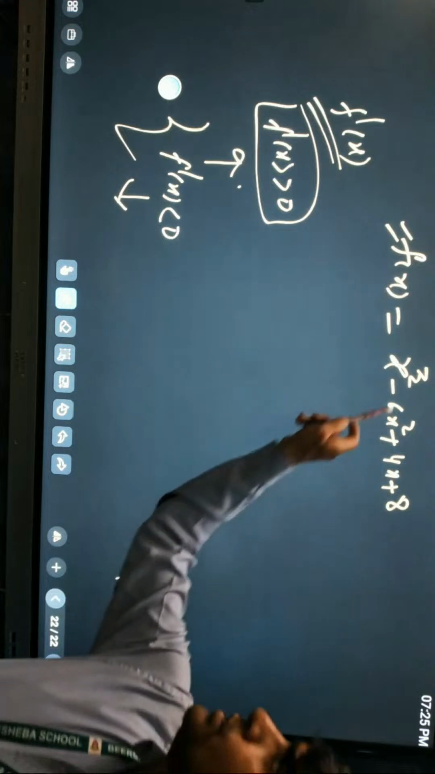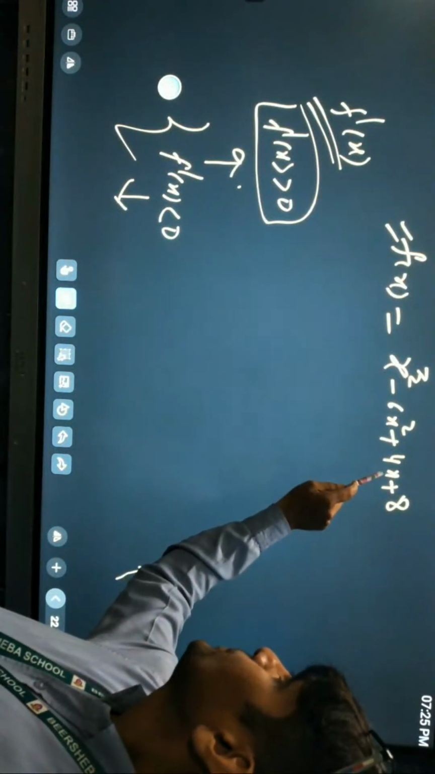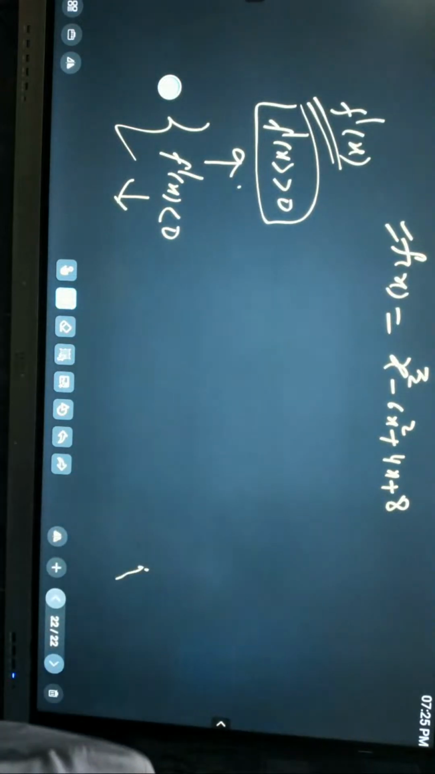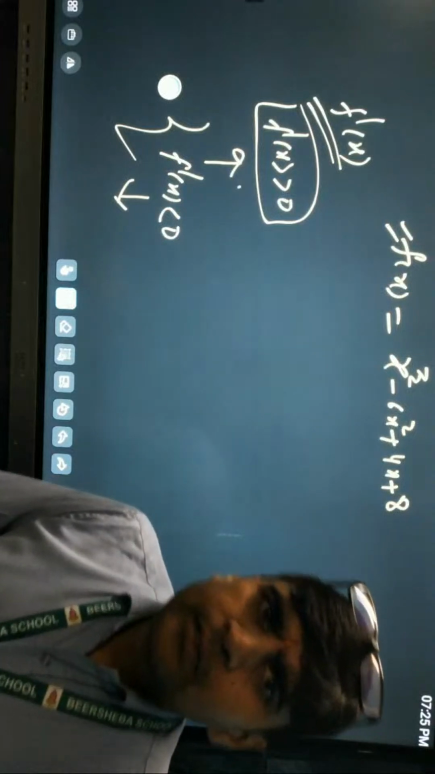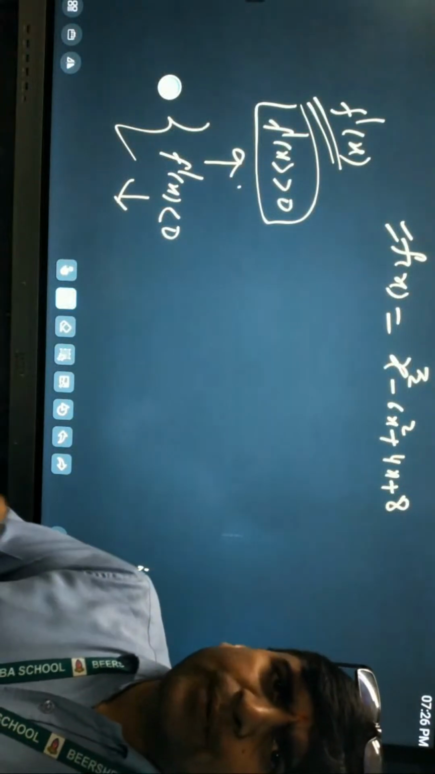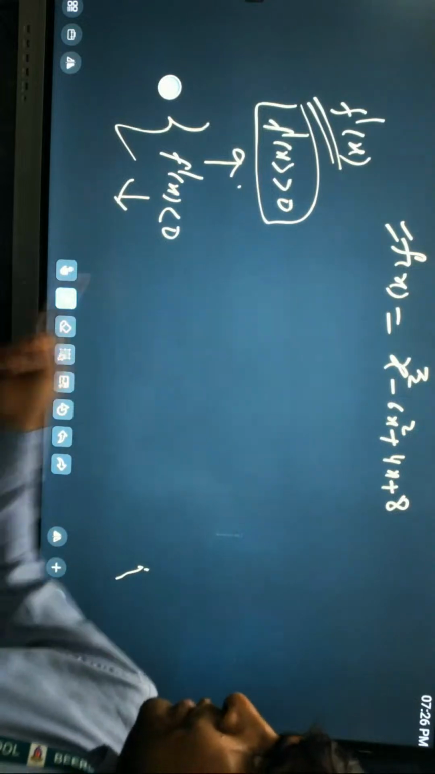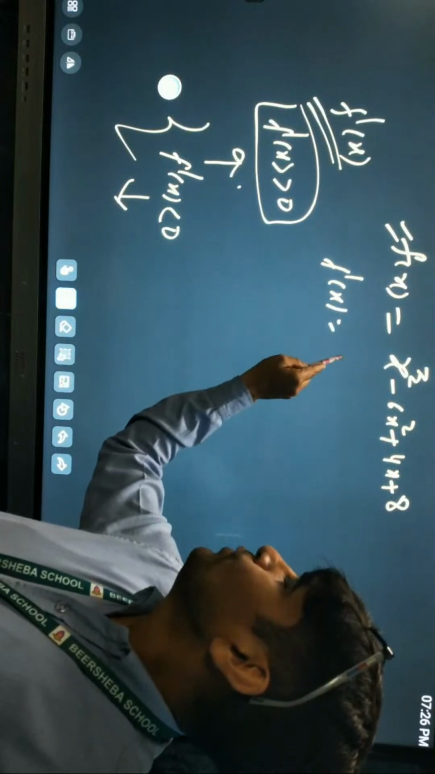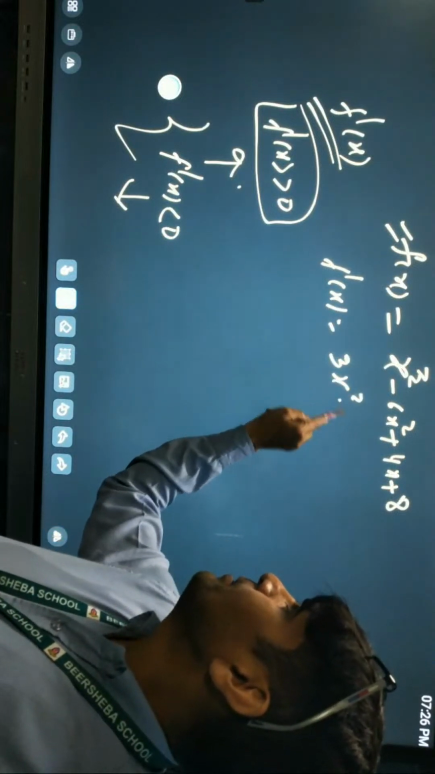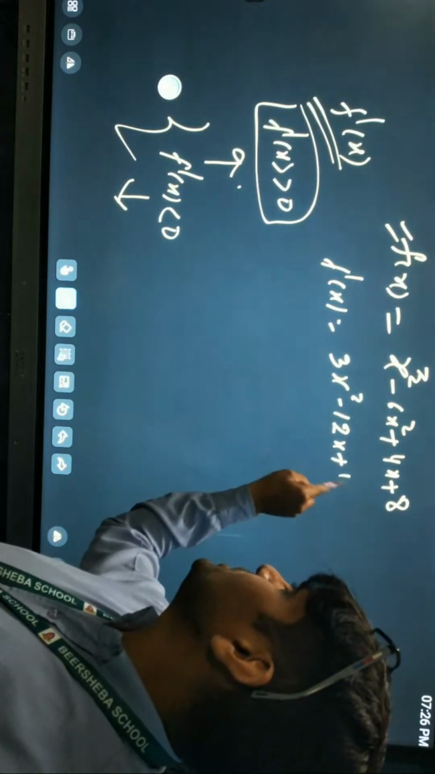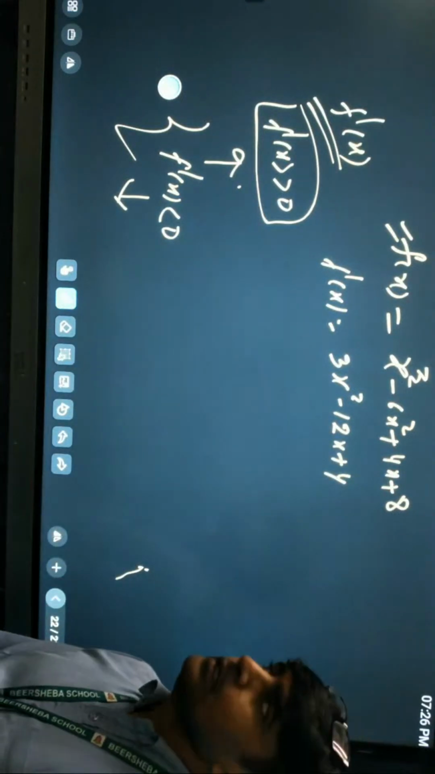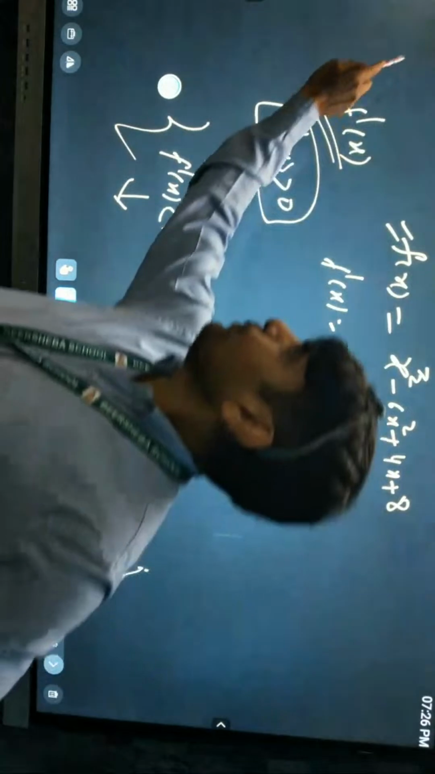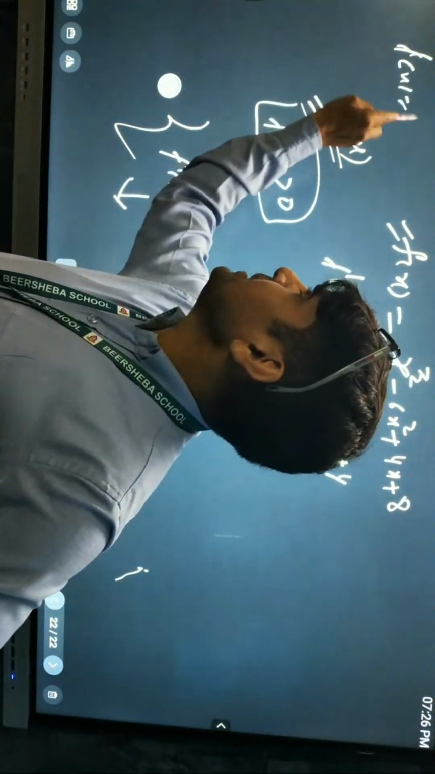Now we have a question like this, and we have to calculate the interval where my function is strictly increasing and the interval where my function is strictly decreasing. For finding this, first we calculate the derivative of my function. What is the derivative? 3x square minus 12x plus 4. This is the derivative of the function. Now, again we find the critical point for f dash x equals 0.